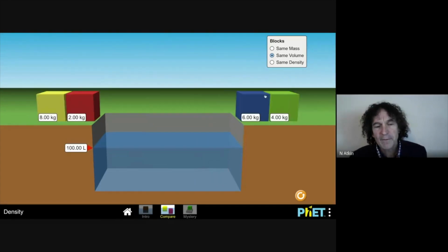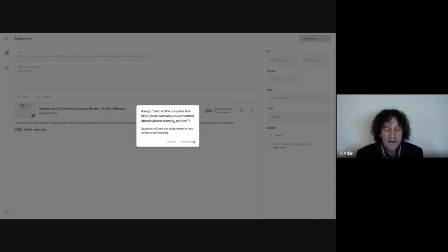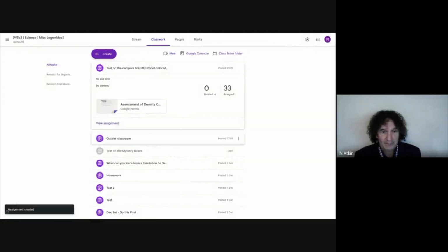When I look at the same volume, they're all the same volume now. So for that volume, which ones are more likely to sink? 5 minutes to do the test.